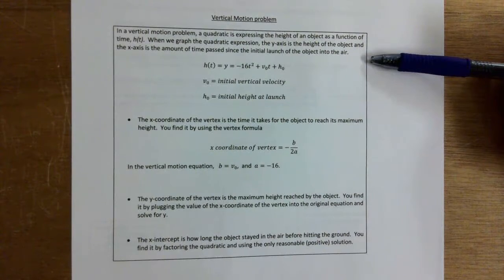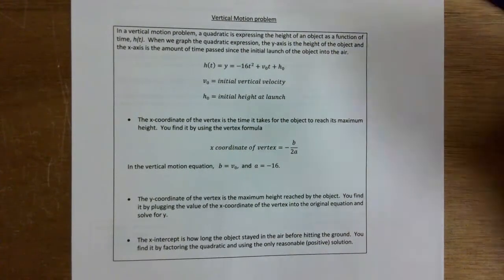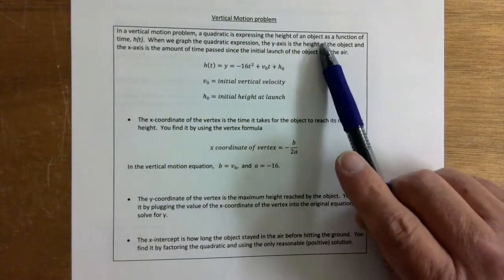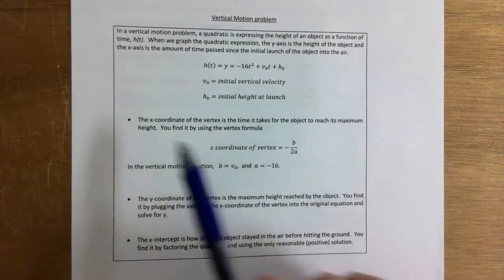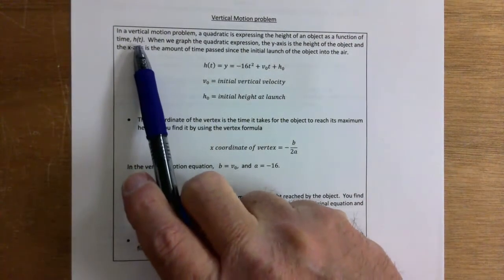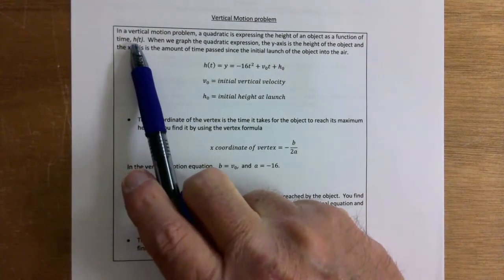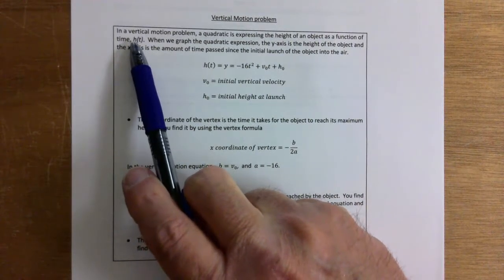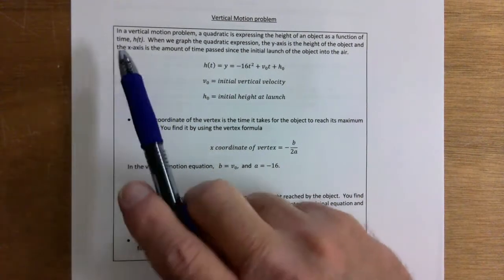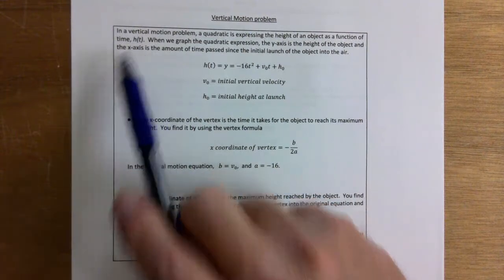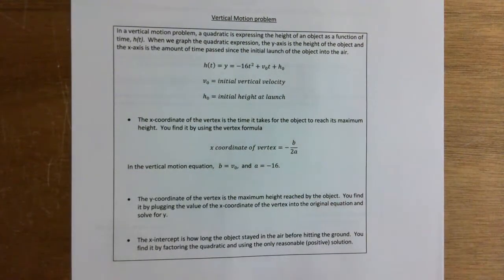Again, in a vertical motion problem, the quadratic is expressing the height of the object as a function of time. Okay, that's where that h of t comes from. That's just height. That's different than the h we're talking about with the vertex. That's not the same h, like h, k. That's just the height of the object, okay?